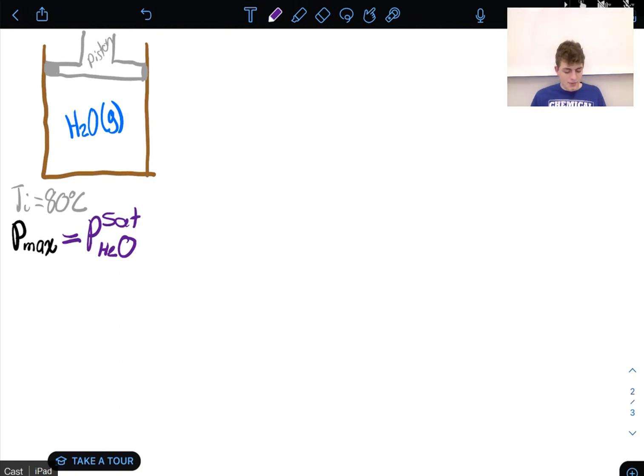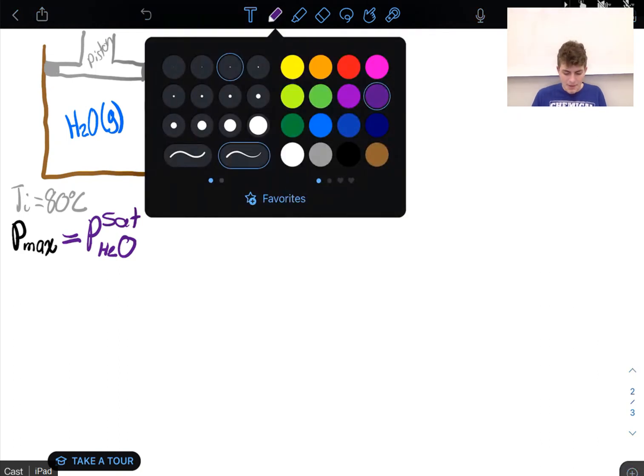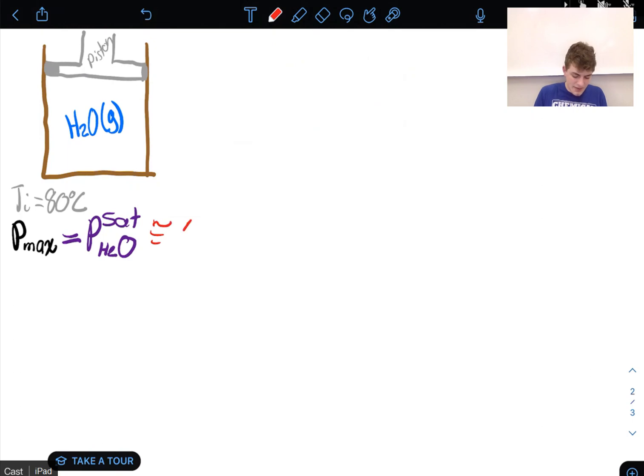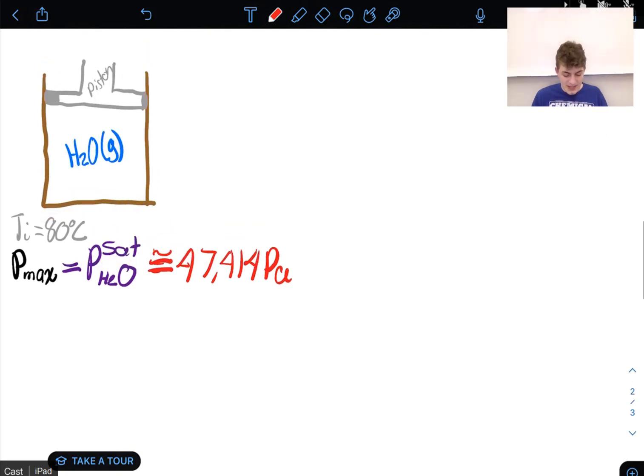Okay, so then there is actually a tabulated value for this. I believe it's somewhere around 47,414 pascals. I know it's in the 47,000 range. I don't know the exact number off the top of my head, but that is about the general gist. So you can also see that this max pressure here is less than 1 atmosphere, which also makes sense because the pressure at 101,325 pascals, or 1 atmosphere, corresponds to 100 degrees Celsius, the boiling point of water, right? So this number does check out.